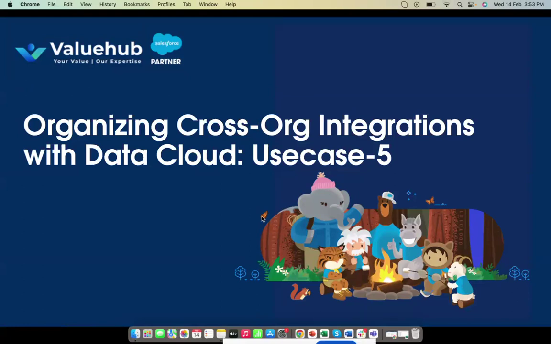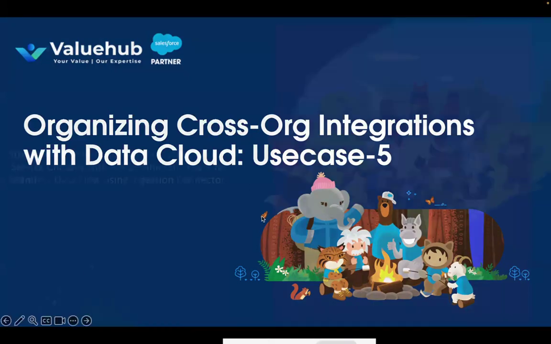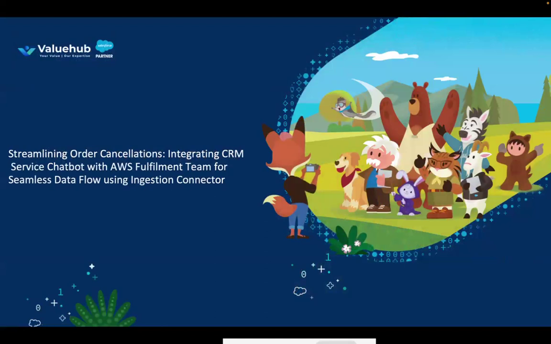Welcome to Valley Hub Data Cloud series, where we are organizing cross-org integrations with Data Cloud, use case number 5. Today our use case is order cancellations. We're going to streamline the order cancellations. We're going to integrate CRM service bot with AWS Fulfilment team for seamless data flow using Ingestion connector.